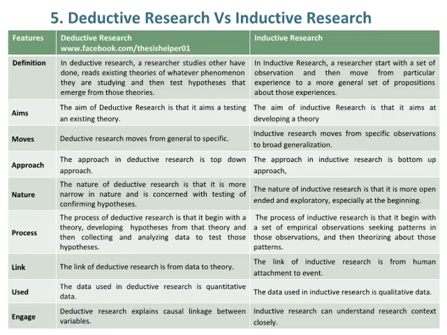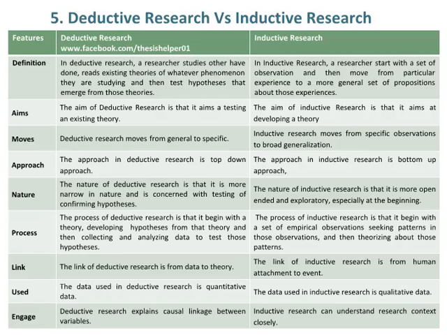The nature of deductive research is that it is more narrow in nature and is concerned with testing or confirming hypotheses, whereas the nature of inductive research is that it is more open-ended and exploratory, especially at the beginning. The process of deductive research is that it begins with a theory, developing hypotheses from that theory and then collecting and analyzing data to test those hypotheses, whereas the process of inductive research is that it begins with a set of empirical observations, seeking patterns in those observations, and then theorizing about those patterns.